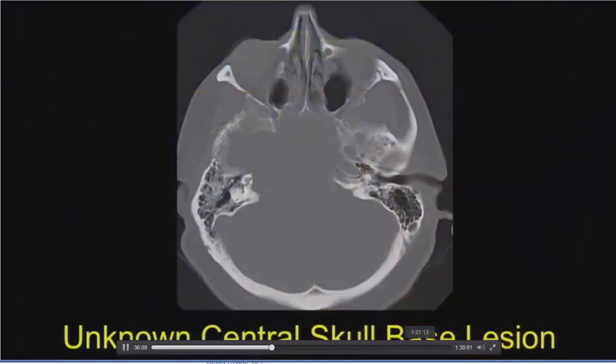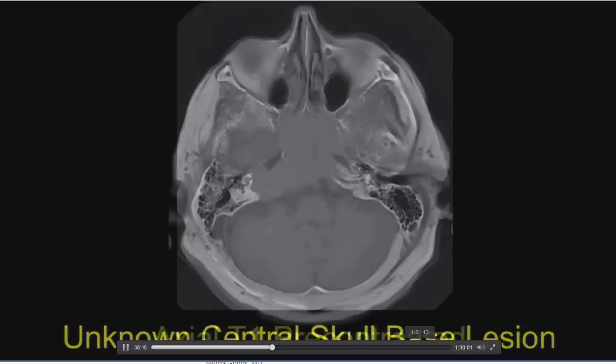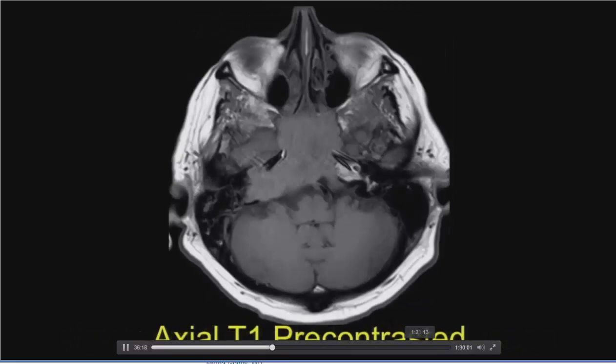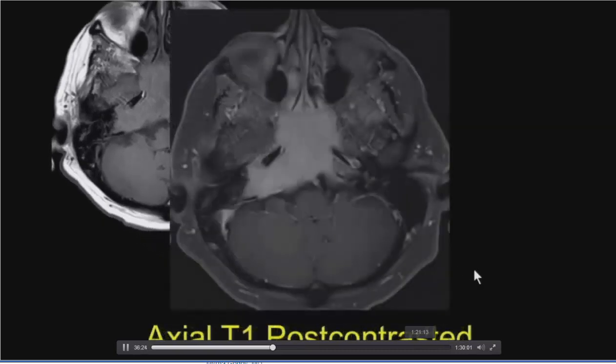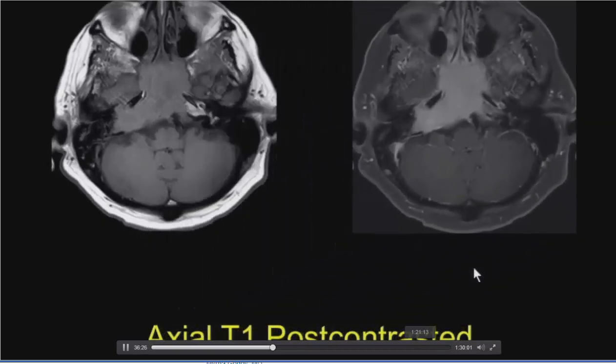So we had this unknown case come in, and they did a CT of it, and we see this large mass just kind of destroying the central skull base. It's hard to see much of anything there. So they did an MR. So here's the axial T1 pre-contrast, and not very exciting, but we see the mass there. So they gave contrast, and we see that the lesion is enhancing itself.